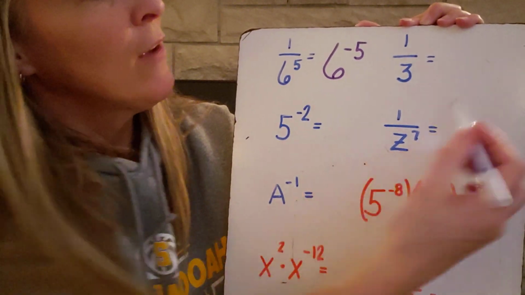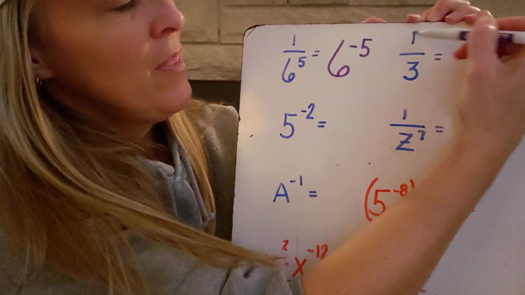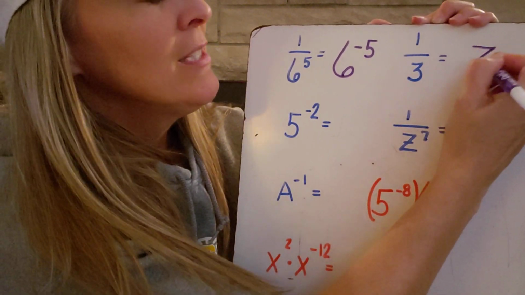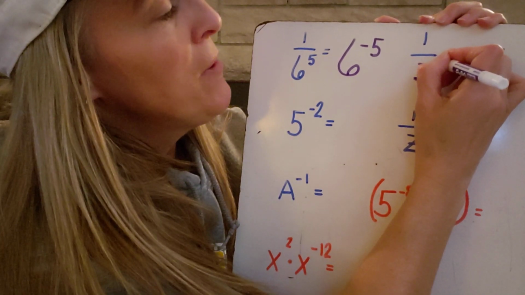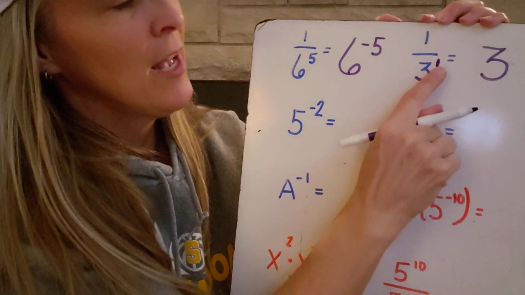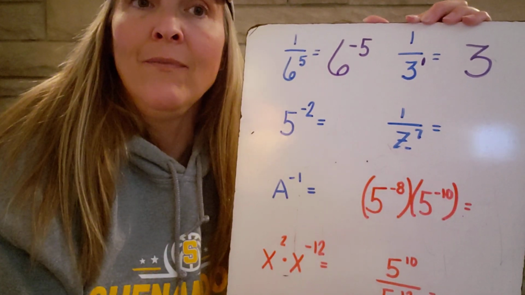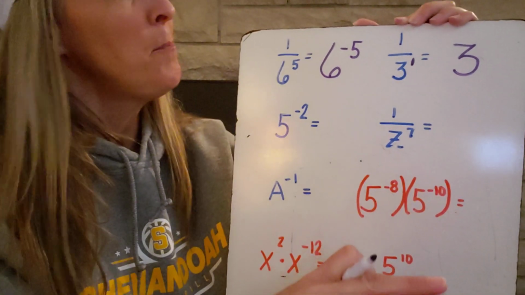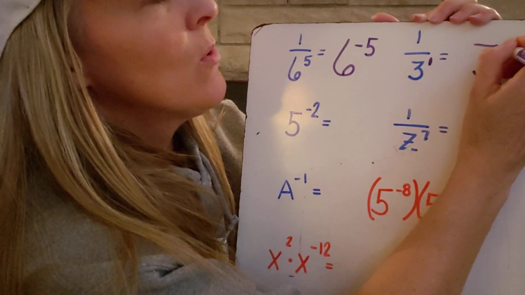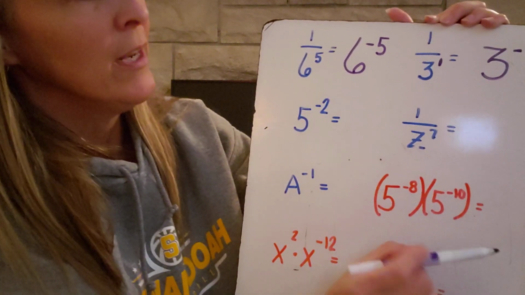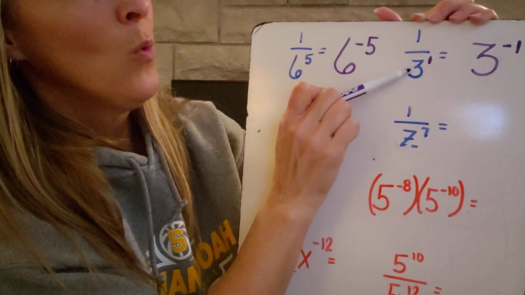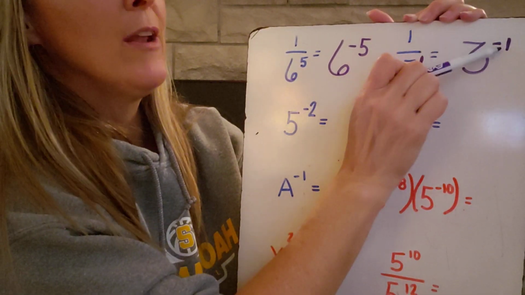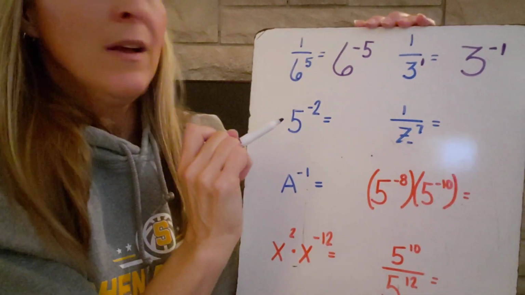Number 2, if we need to flip this, the base is going to stay the same. It's going to be a 3. But keep in mind, if there's not an exponent, it's understood to be a 1 right there. And when we flippity-doo-dah it, it's going to become a -1. And I just want you to notice, it's positive in the denominator. When you flip it to the numerator, it becomes negative.